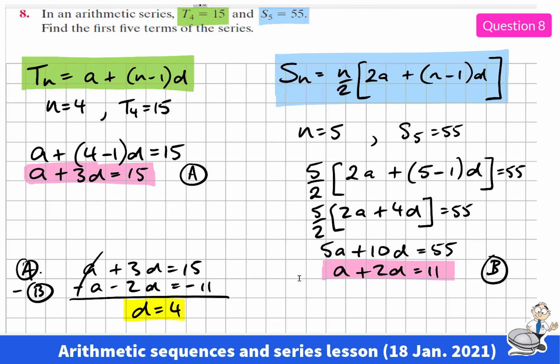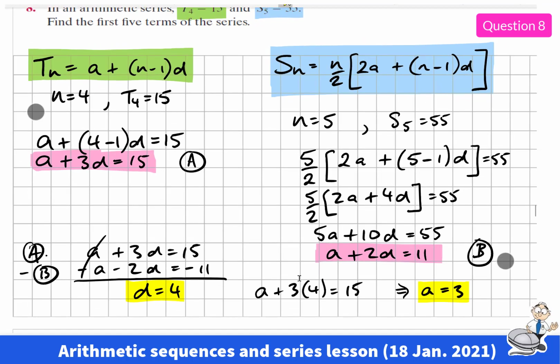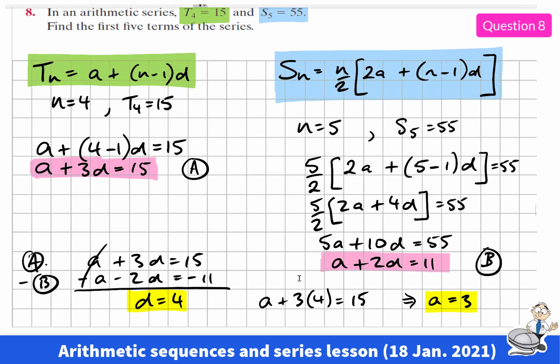If I know that d is equal to 4, I can say that a plus 3 times 4 is equal to 15. The 3 fours are 12, so it follows a is equal to 3. So I know what d and a are, and now it's asked me to write out the first 5 terms of the series. So the series must be: the first term is 3, plus, I'm adding 4 each time. First 5 terms. There's the answer to the question.